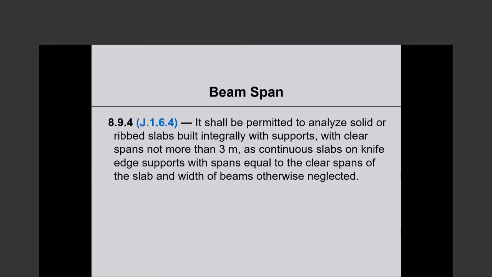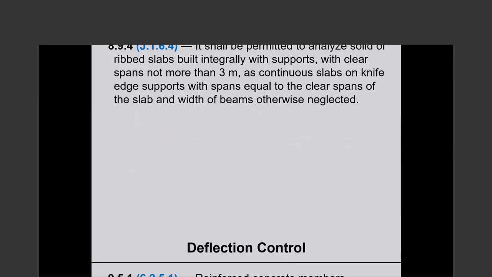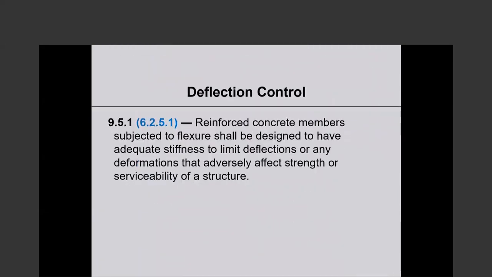It shall be permitted to analyze solid or ribbed slabs built integrally with supports, with clear spans no more than 3 meters, as continuous slabs on knife edge supports with spans equal to the clear spans of the slab and the width of beams otherwise neglected. You may have to read it twice, but this is a very specific thing that I don't want to spend time on. It is totally understandable if you read it. Okay, then we go to deflection.